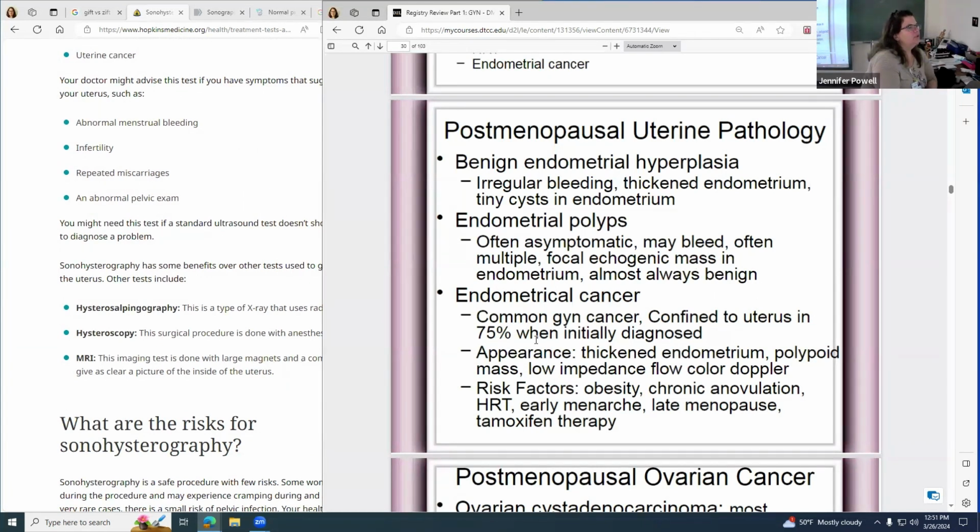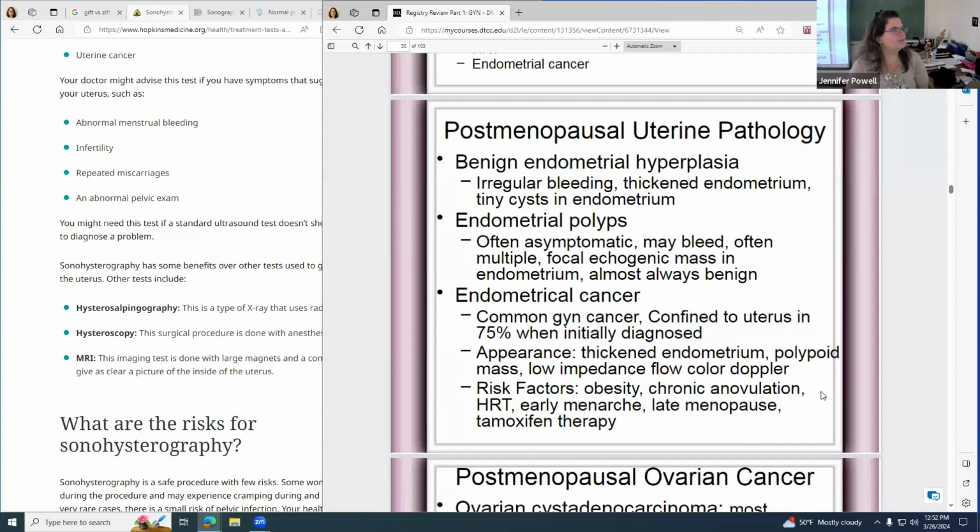Endometrial cancer, common GYN cancer, can find it in the uterus in 75% when initially diagnosed. The appearance can be a thickened endometrium, polypoid mass, low impedance, color flow. So we were talking about how you've got that low resistance, high flow Doppler waveform. Well, cancer's thirsty and it's going to take a lot of blood. So you'll have a low resistance waveform on that as well.